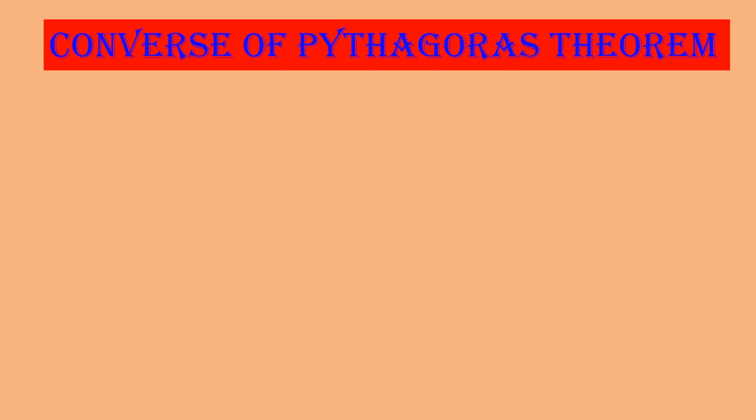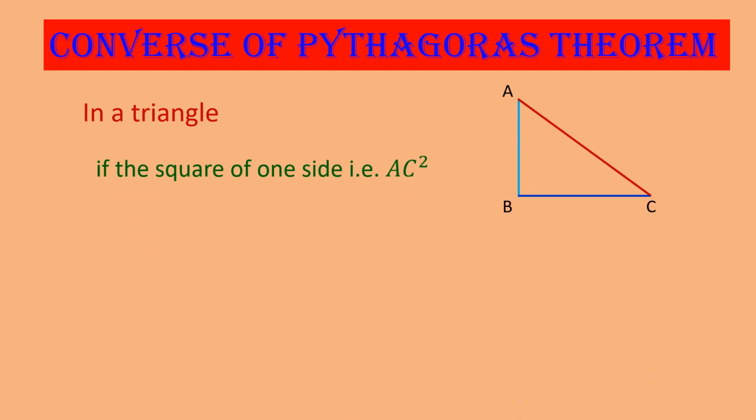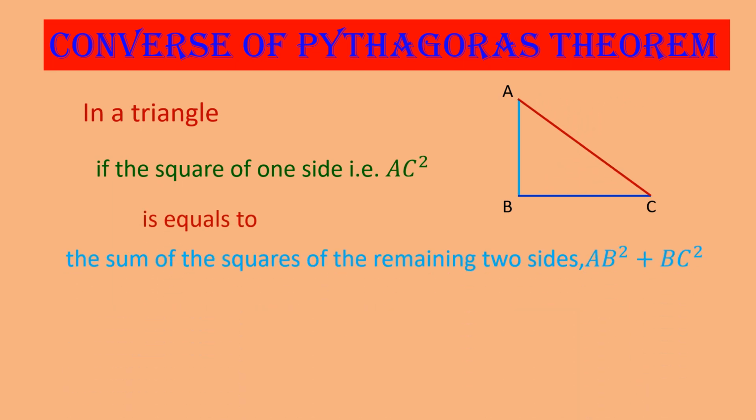Let us see the converse of Pythagoras theorem. Here again we get only a triangle, and here we take the square of the longest side, or the square of one side, that is AC. Mostly we take the longest side. So AC square, as you see, equals the sum of the squares of the remaining two sides, that is AB and BC. AC we have taken on top, so AB and BC remain, that we square and add them. These two are the sides.